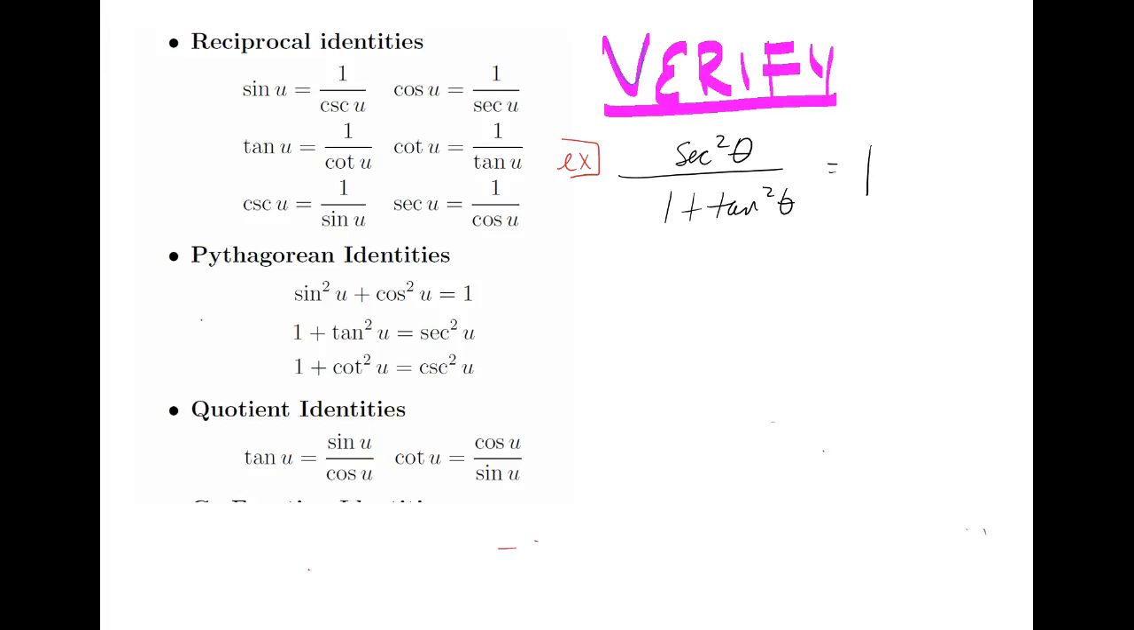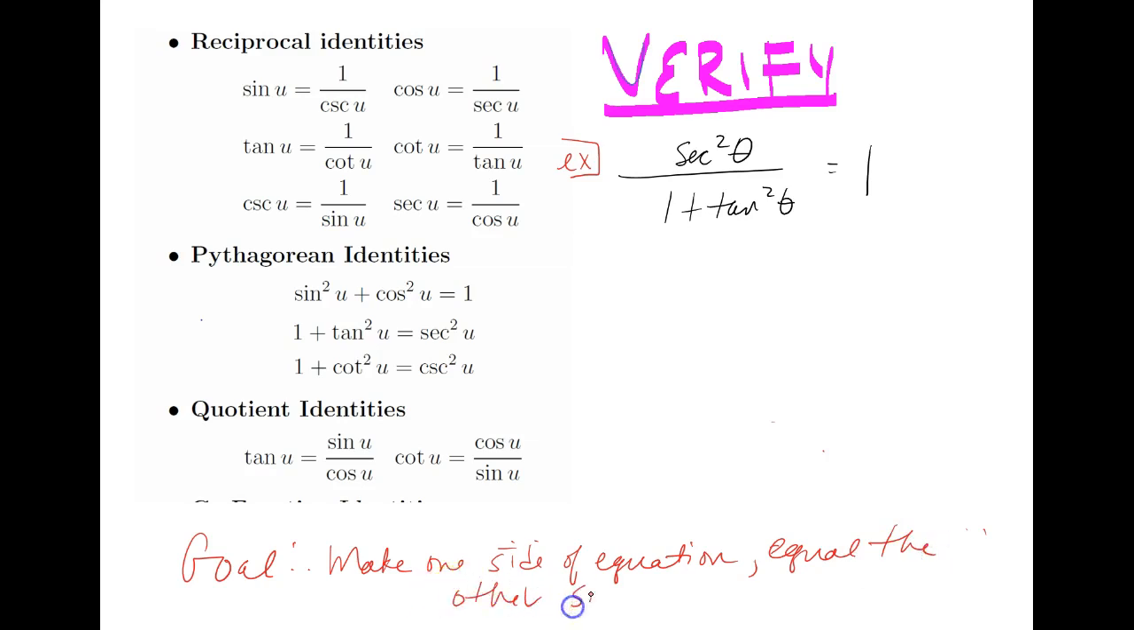Okay, so the second type of problem to do with the basic identities is something called verifying, and these are actually easier than simplifying. The idea here is that you are given an equation and your goal is to make the right side look like the left or vice versa. Your goal is just to make one side of the equation equal the other side. So you can choose whichever side that you want to start with. I usually choose the most complicated side first. That's just my 2 cents.